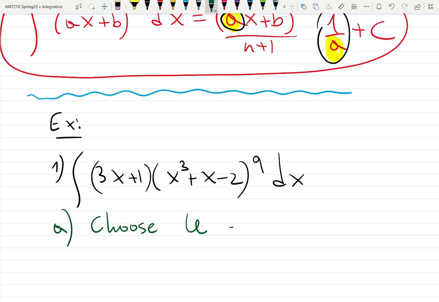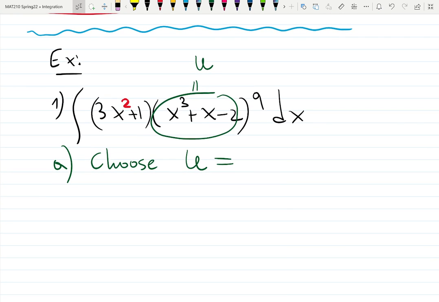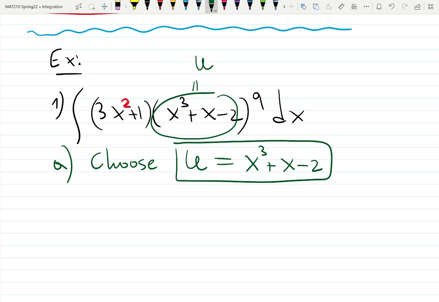A, what is your choice for u? Sometimes I will just ask you what you think you should choose, and give you points for choosing the correct part to be u. What do you think should be u here? Exactly, this part, because when you differentiate it, you get 3x squared plus 1. So just knowing this part is already very important. You made a choice of what u should be.